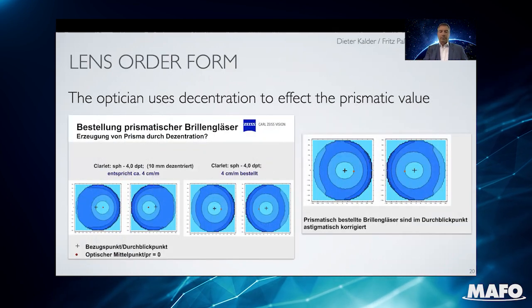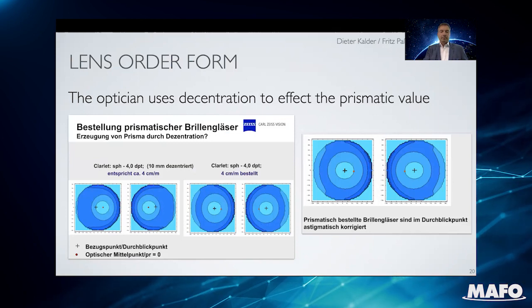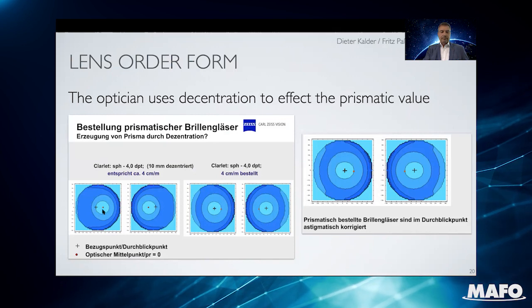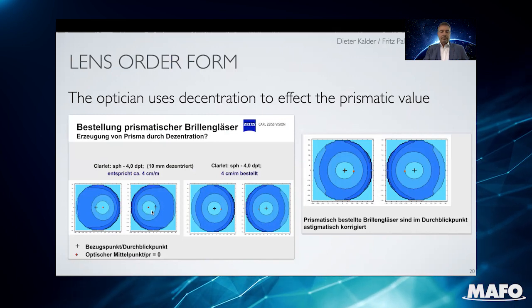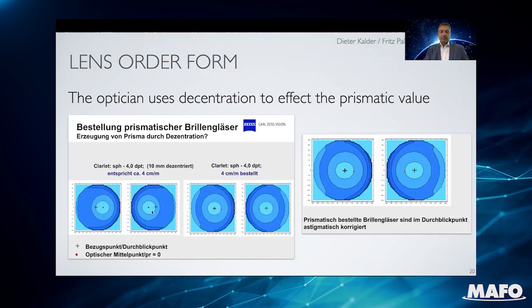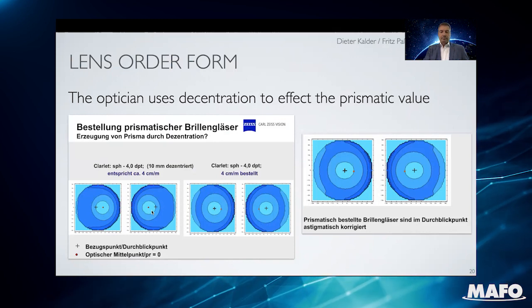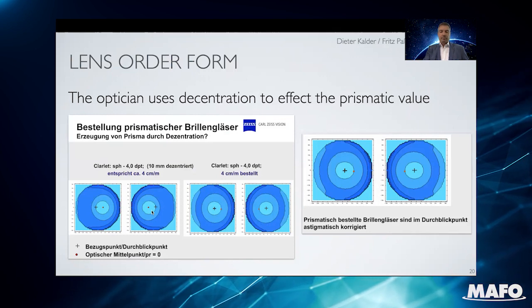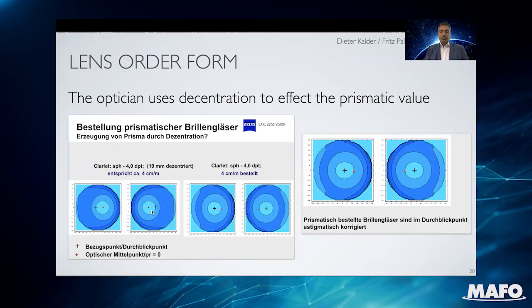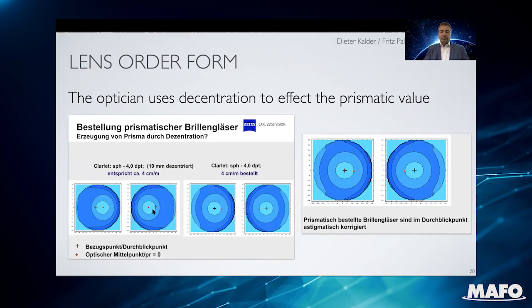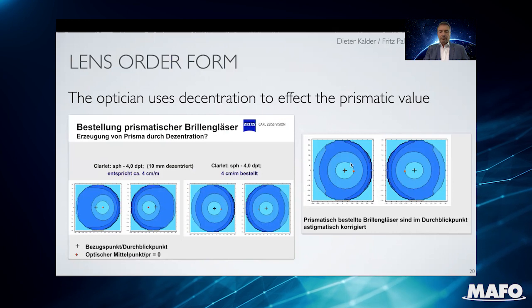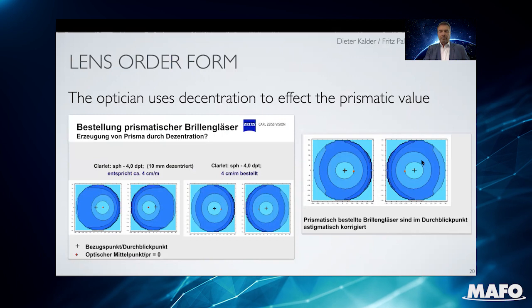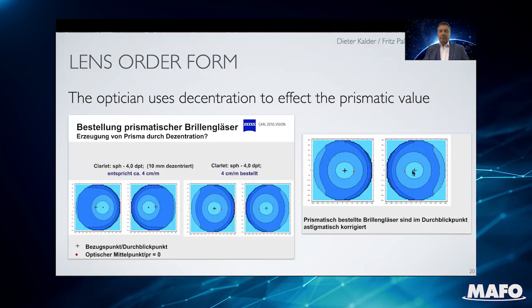The lens order form. I do not recommend that the optician uses decentration to affect the prismatic value. The tolerances are tight in cases of high or low strengths. Also, the optician must think in terms of both directions, the sphere and the cylinder. For a sphere of +3 and a cylinder of -3 at an axis of 90 degrees, a horizontal prismatic effect cannot be achieved. If the prismatic effect is left to the lens manufacturer, the manufacturing tolerance is taken into account from the fitting cross and not from the optical center of the lens.